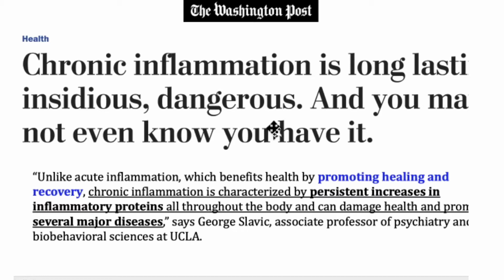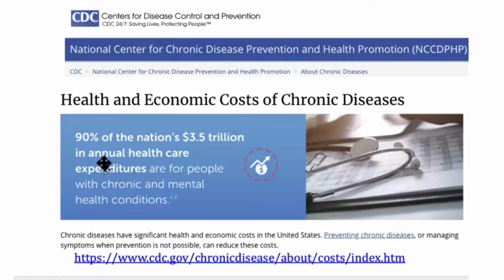Okay, so let's go on with some factoids. So we have a healthcare system that's acute health focused. It's only 10% of health. According to the CDC, 90% of the nation's annual healthcare expenditures, it's a little bit old, it's now like 4 trillion, are people with chronic and mental health conditions. I don't know why they have to segregate mental into a separate category. It's a chronic health issue. They all overlap.